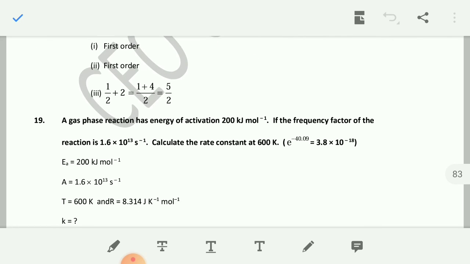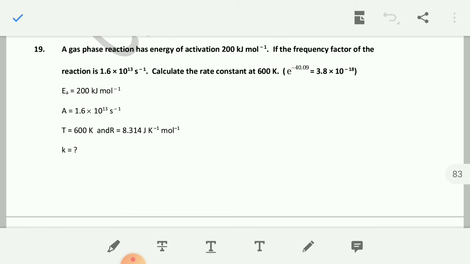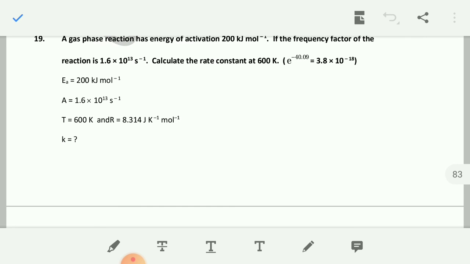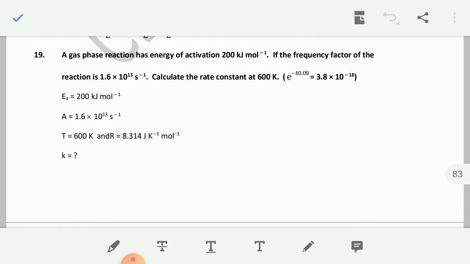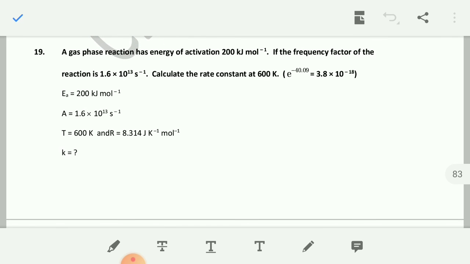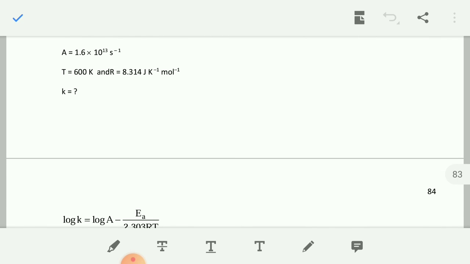Then the next question. A gas phase reaction has energy of activation 200 kilojoules per mole. If the frequency factor of the reaction is 1.6 into 10 power 13 per second, calculate the rate constant at 600 Kelvin. Ea is 200 kilojoules per mole, A is 1.6 into 10 power 13, T is 600 Kelvin, R is 8.314 joules per kelvin per mole.